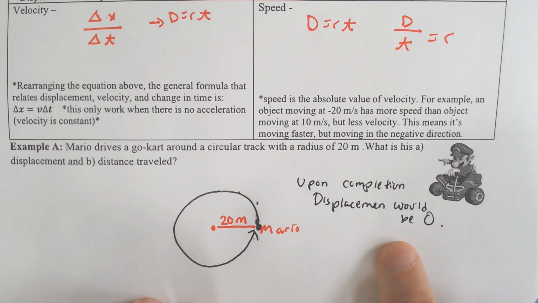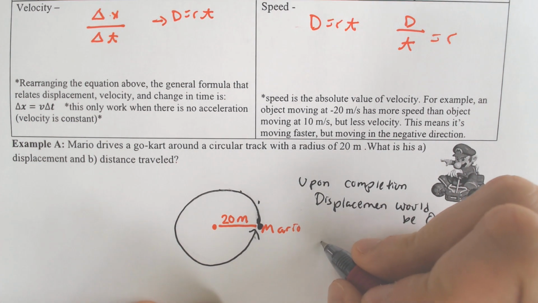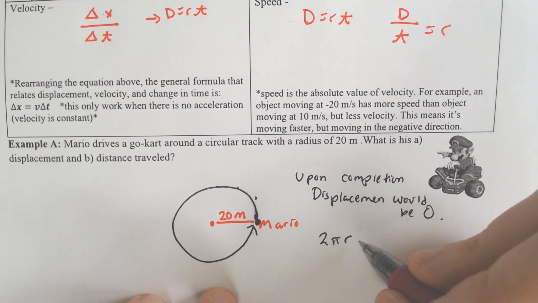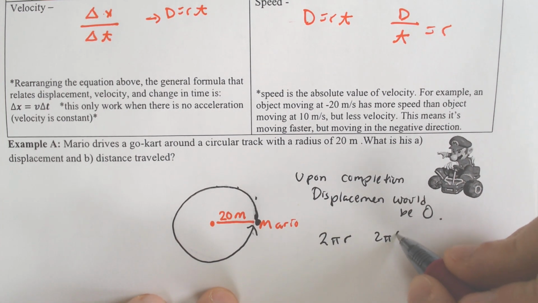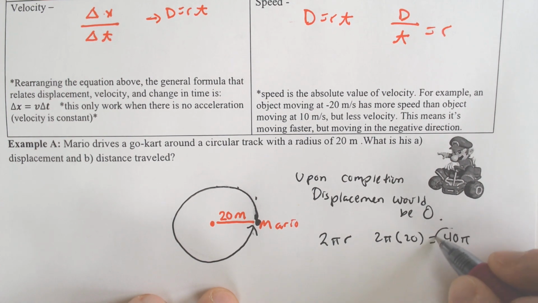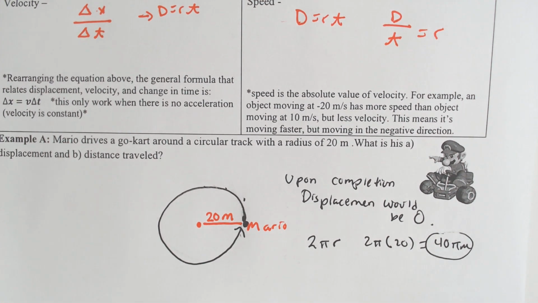What would his total distance traveled be? Well, his total distance would be 2 pi r because he would have traveled around this circle. So if we did 2 pi times 20, his distance traveled would be 40 pi meters, which is very different than displacement.